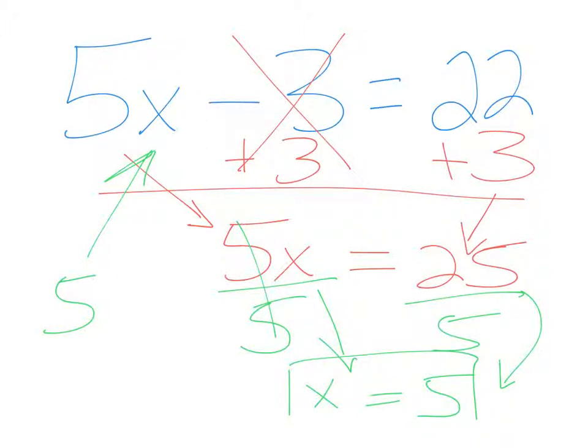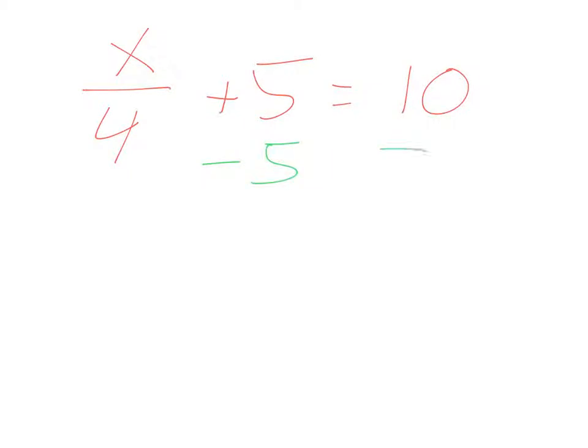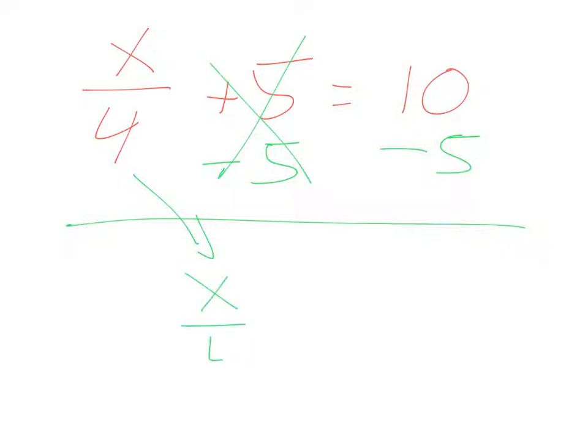So just doing another one of those. Let's say I have x divided by 4 plus 5 is equal to 10. Well, then what I have here is if I need to get rid of the 5 first because it's being added. So I need to subtract 5 in order to get rid of that. And so over here it cancels out my 5's and leaves me with x divided by 4. And over here, 10 minus 5 is equal to 5.